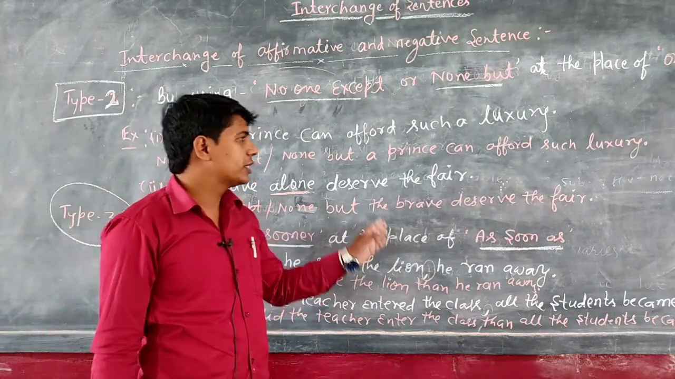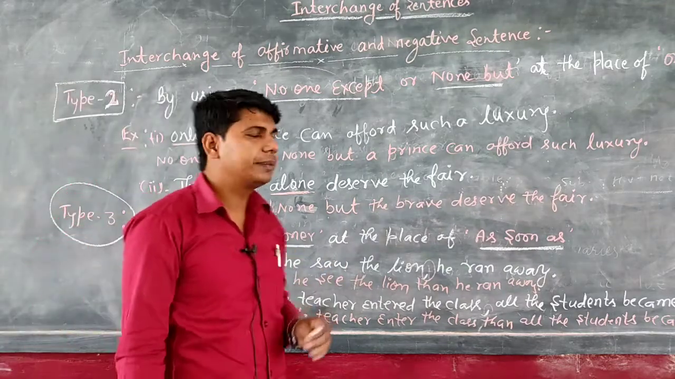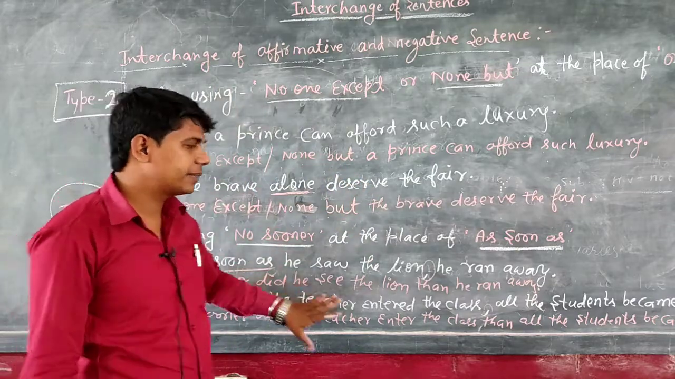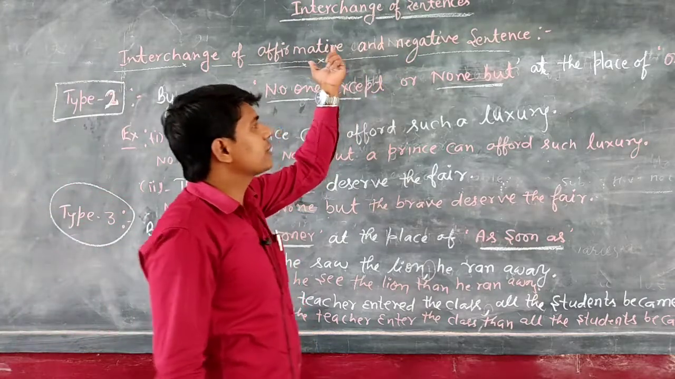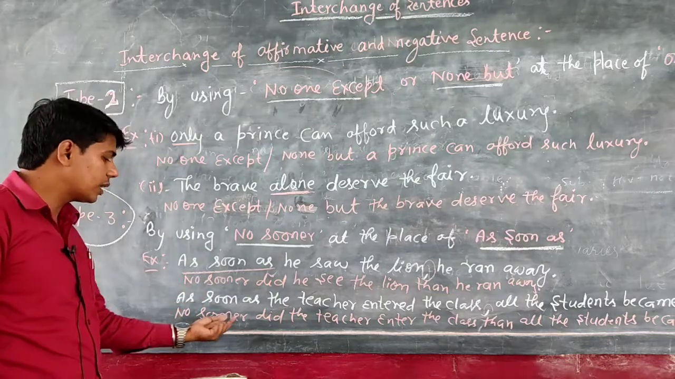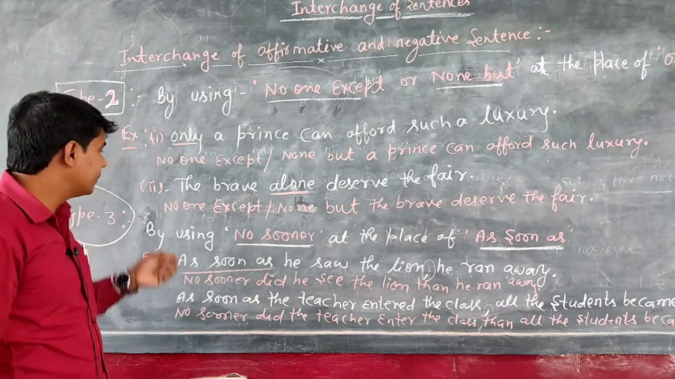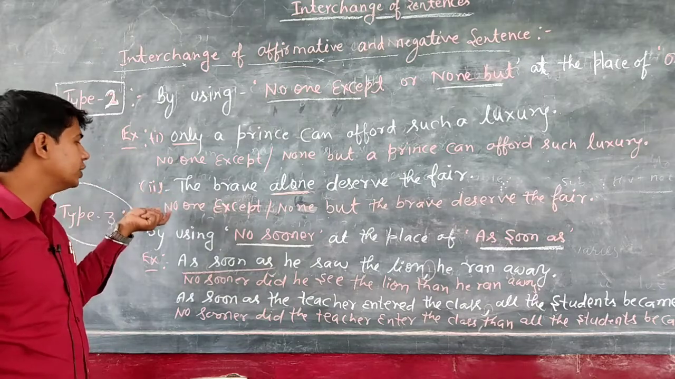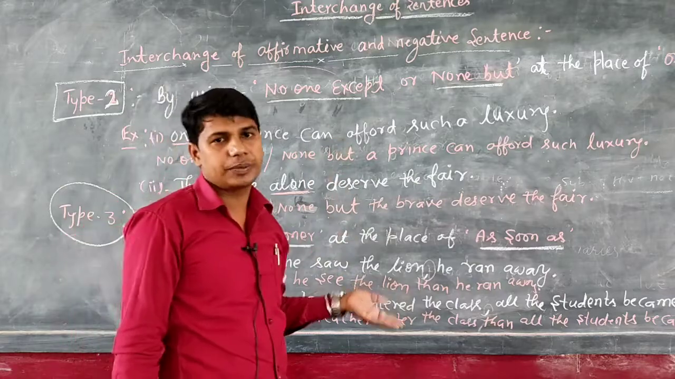I hope you have got these two points, type second and type third. Okay, so students, I give you 2 minutes to note down all these points and revise all the concepts. Suppose you are asked to change a negative sentence into an affirmative one, then the concept reverses. If the sentence starts with no sooner, then the positive sentence starts with as soon as. If there is no one or none, and you are asked to change into affirmative, then you will use only or alone. Okay students, this concept is an interchange.